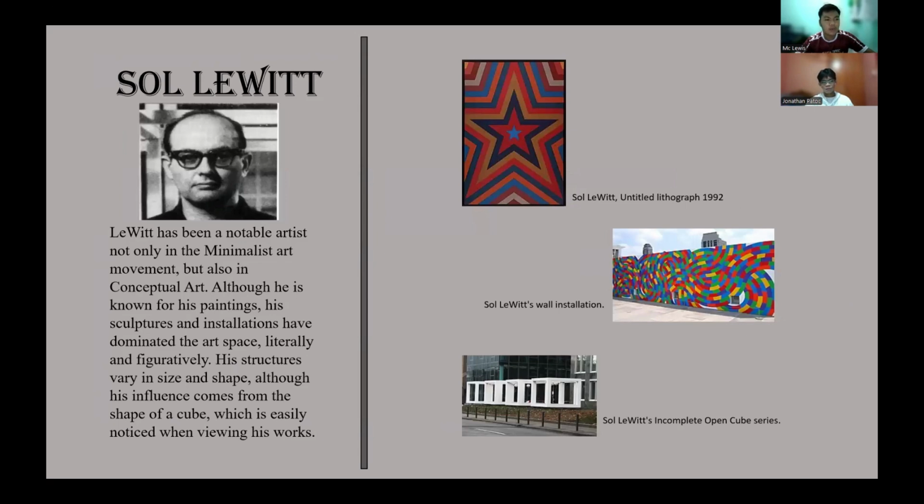Another artist is Sol LeWitt. LeWitt has been a notable artist not only in the minimalist art movement, but also in conceptual art. Although he is known for his paintings, his sculptures and installations have dominated the art space, literally and figuratively. His structures vary in size and shape, although his influence comes from the shape of a cube, which is easily noticed when viewing his works. And these are the works of Sol LeWitt.